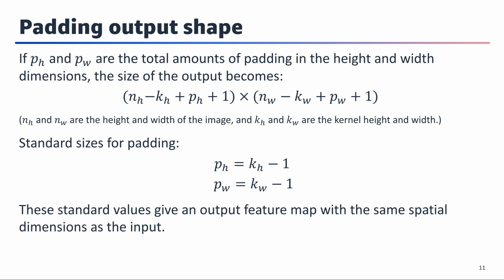Here is the mathematical formula to calculate the output shape given the amount of padding in the height and width dimensions, pH and pW, respectively. Note that the padding specified here is the total padding per dimension. However, the PyTorch framework requires padding to be specified as the amount added to a single side for each dimension.